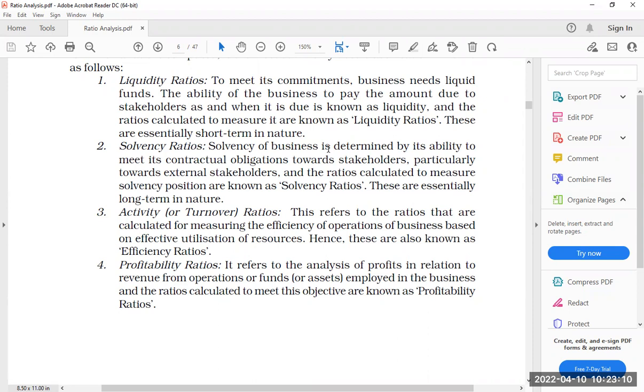Based on the purpose for which I am using the ratio, I am classifying the ratios into solvency ratio, liquidity ratio, profitability ratio, and efficiency ratio. Is it clear? Any doubt up to this?